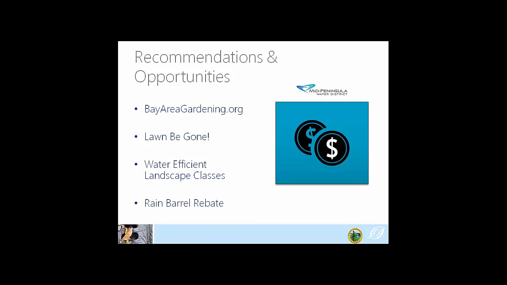All right, so we have some recommendations. We have some opportunities available through Bosca and through San Mateo County. One of these is the BayAreaGardening.org. It gives you tips on how to best use water, which plants need what amount of water and how often to be watered. So that'll help you if you're starting an outdoor garden or if you're just upkeeping the one that you have. There are some tips to conserve water and also just give your plants what they need instead of overwatering.